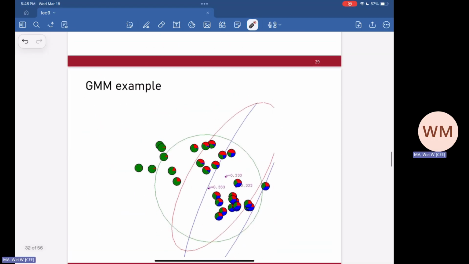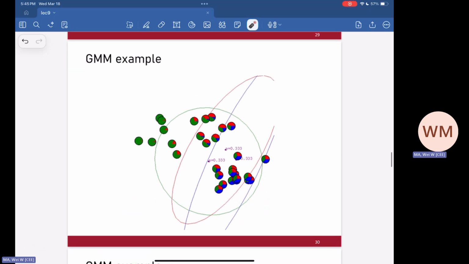Okay, so let me give you an example. So here are all the data. Each of the dots refers to one data point. And here you can see that we have three clusters, three Gaussian distributions. Okay, so how do we calculate the probability here?